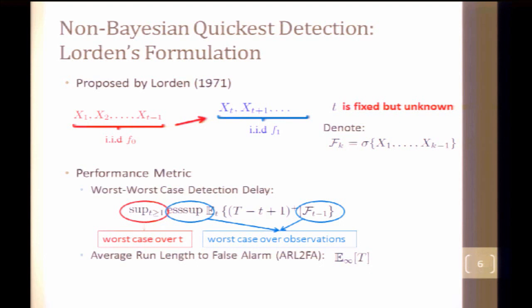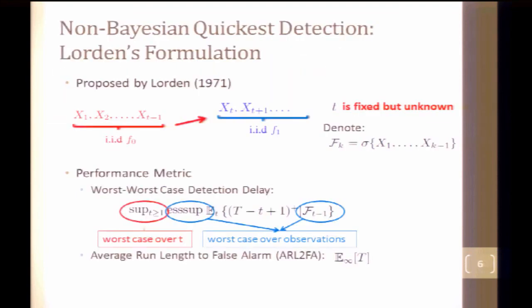Capital T. Yes. I mean, the reason why capital T is random is because you observe this random sequence. Although your strategy is fixed, the time when you are going to stop really depends on the observation you take. Right. Okay. So this T is also a random variable.